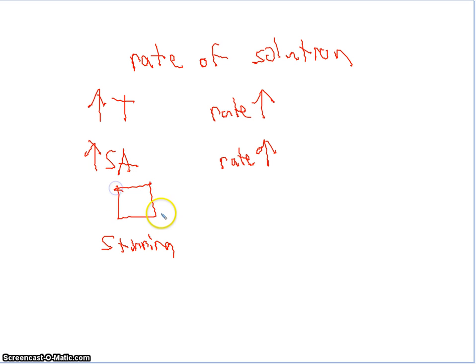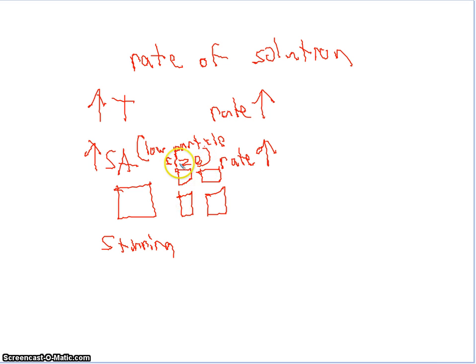Now, a note about surface area. If you have a big block, this has less surface area than 4 small blocks, right? See, more of the side is being shown when you chop it up. So high surface area means low particle size. So if you want to think about it that way, you can. It's the same thing. Okay, if you stir something, it increases the contact and the rate goes up.